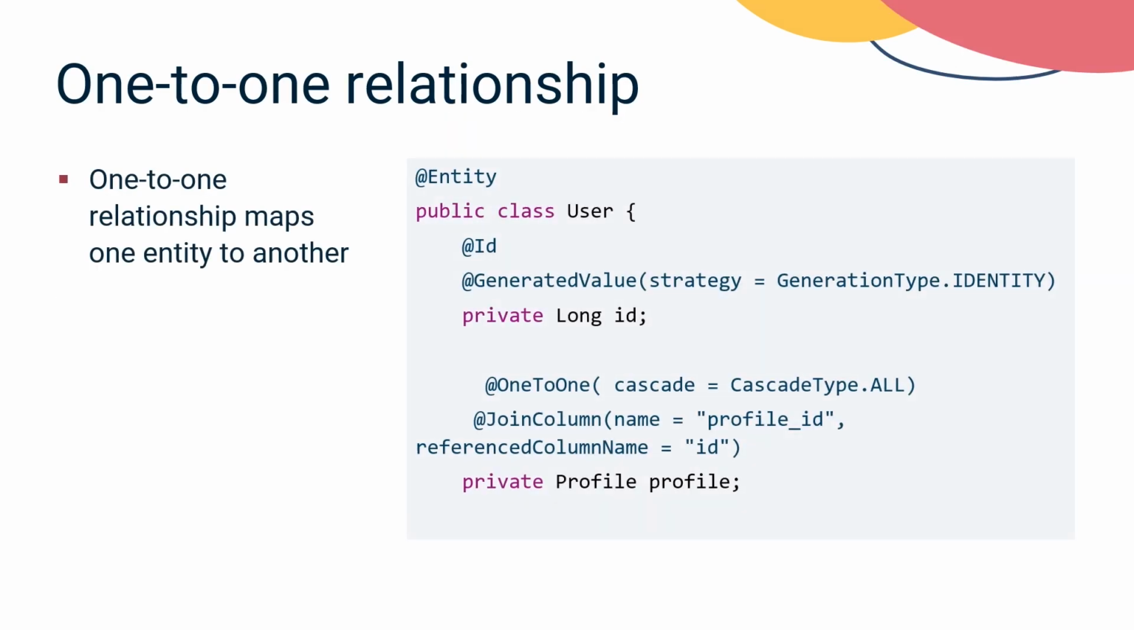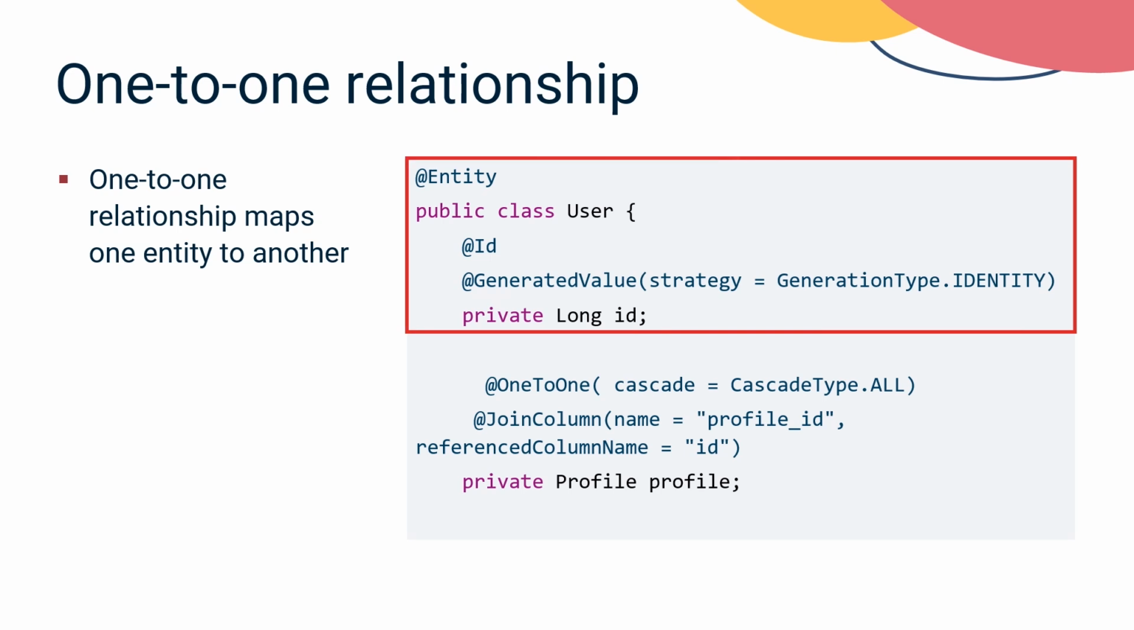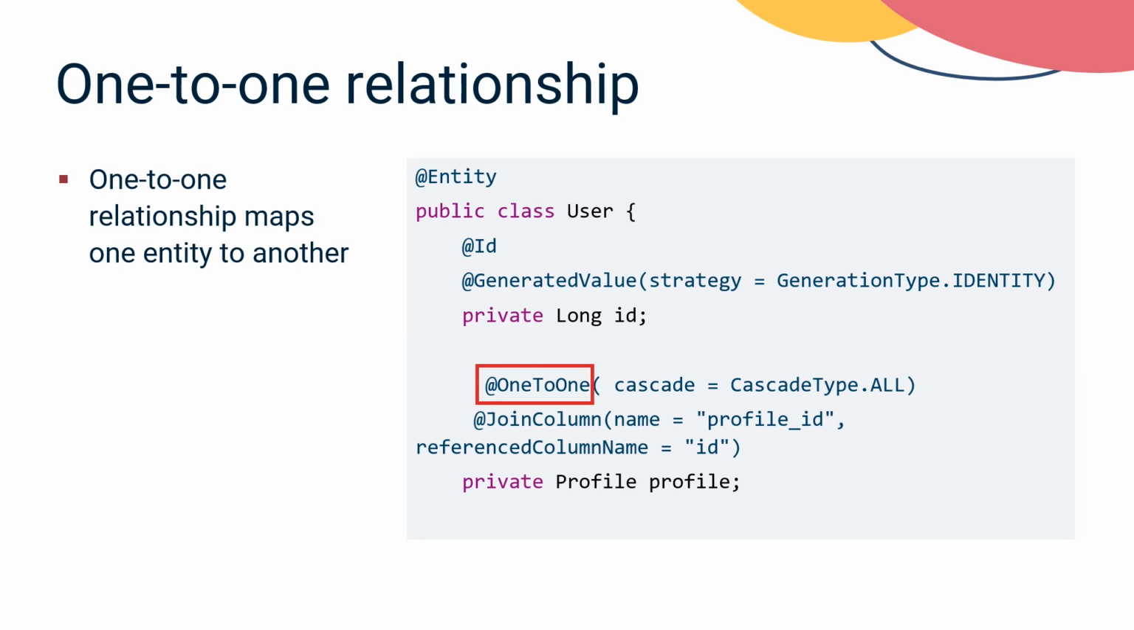A one-to-one relationship maps one entity to another single entity. For example, a user can have a single associated profile. @Entity marks the class as a Hibernate entity. @OneToOne defines the one-to-one relationship. @JoinColumn specifies the foreign key in the user table that references the profile table. And CascadeType.ALL propagates operations, such as save and delete, on a user entity to a profile entity.